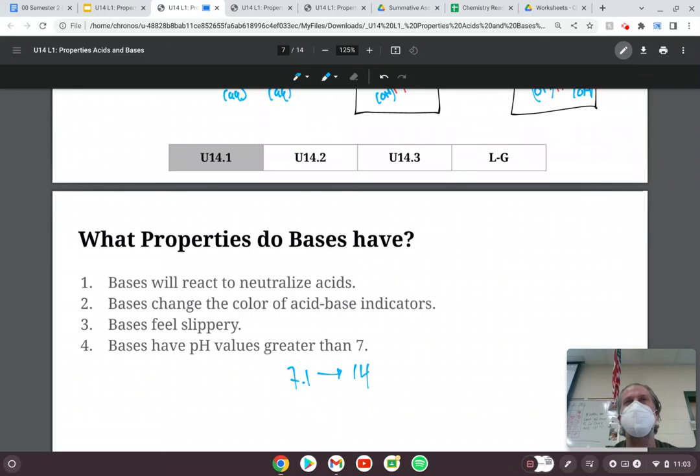And I say that bases tend to feel slippery, and they do. The most common place in your life where you might have witnessed what a base is would be something like soap. Soap is basically made of a basic substance.